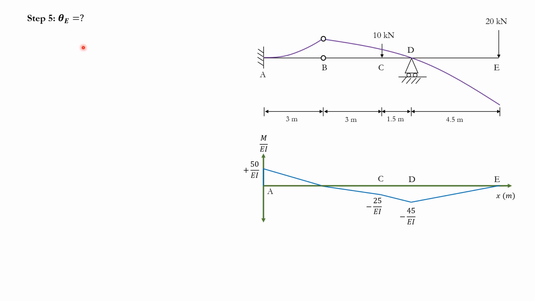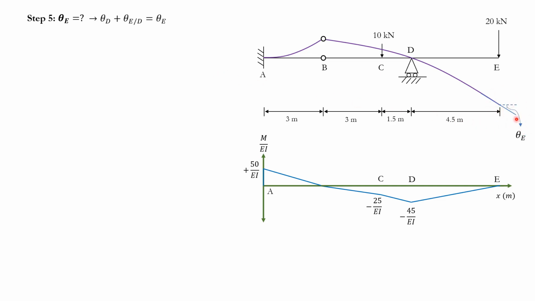Now we can just get the rotations out of the way. Theta E, again, we can just use theta B, theta D. In this case, theta D is going to be much easier because I already know theta D, and this point is closer, so I have to calculate less areas. So theta D plus theta E with respect to D is going to give me theta E. Simple as that. So this is theta E that I'm looking for.